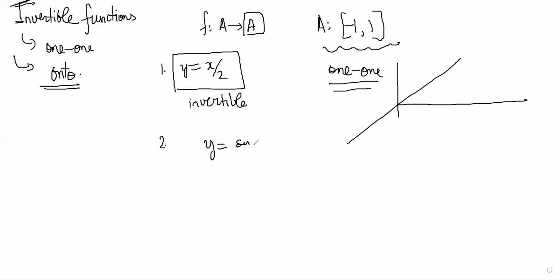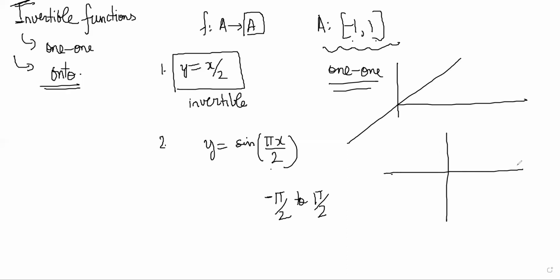Y is equal to sine pi x by 2. So if the inputs to this function are from -1 to 1, so basically you are going from minus pi by 2 to pi by 2, right? The input to this function is from minus pi by 2 to pi by 2. That is fine actually, because sine is increasing in that range, like this. Sine will be increasing in that range at least. So that's fine.